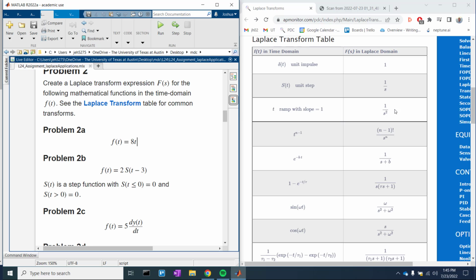And so that's going to be 8 times s squared, 8 times 1 over s squared. You can see that right here. We're starting at 0, so there's no time delay. So it's just going to be this equation right here.